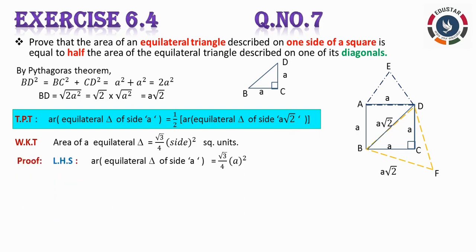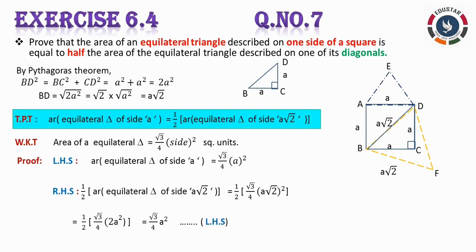If you substitute a, we will get LHS is equal to root 3 by 4 a square. And if you substitute a root 2, we will get 1 by 2 into root 3 by 4 into a root 2 the whole square. What is a root 2 square? a square into 2. After cancelling 2 and 2, we will get root 3 by 4 a square, exactly equal to the LHS value. Can you understand? I'll repeat. The area of an equilateral triangle of side a is equal to half the area of the equilateral triangle of side a root 2. Can you understand? Okay, very good.